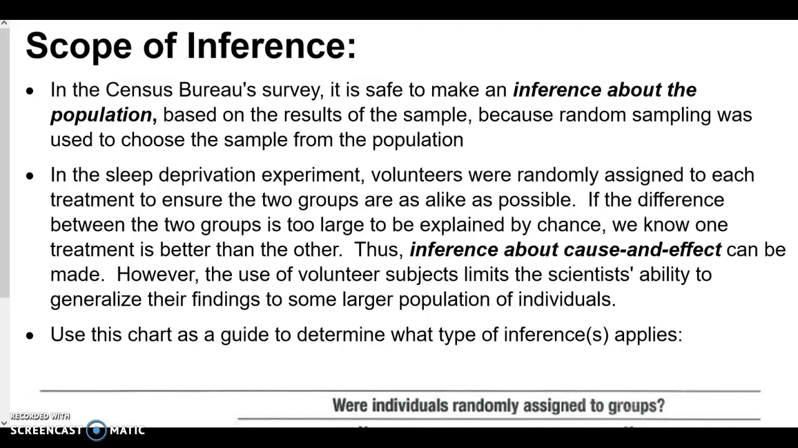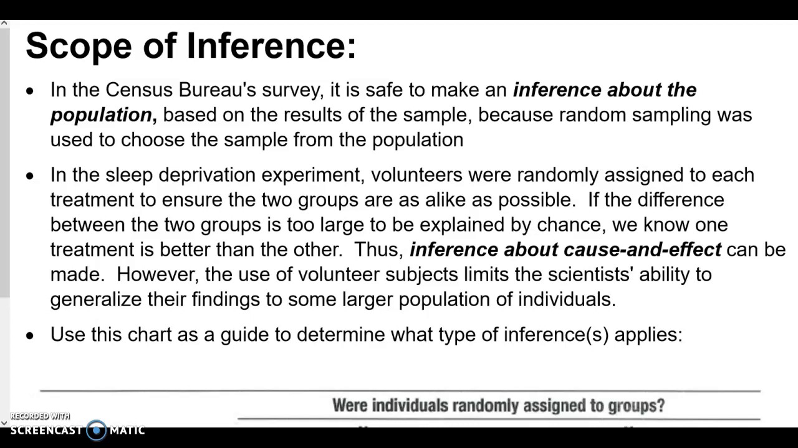In the Census Bureau survey, it is safe to make inference about the population based on the results of the sample because random sampling was used to choose the sample from the population. In the sleep deprivation experiment, volunteers were randomly assigned to each treatment to ensure the 2 groups are as alike as possible. If the difference between the 2 groups is too large to be explained by chance, we know one treatment is better than the other. Thus, inference about cause and effect can be made. However, the use of volunteer subjects limits scientists' ability to generalize their findings to some larger population of individuals.